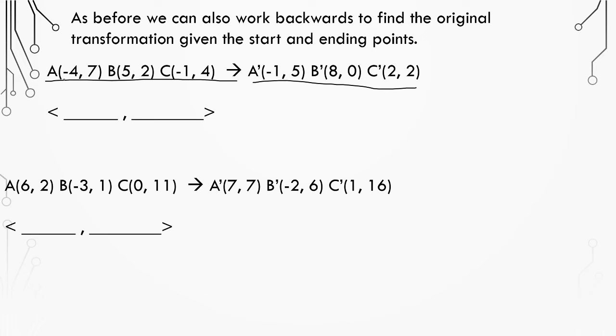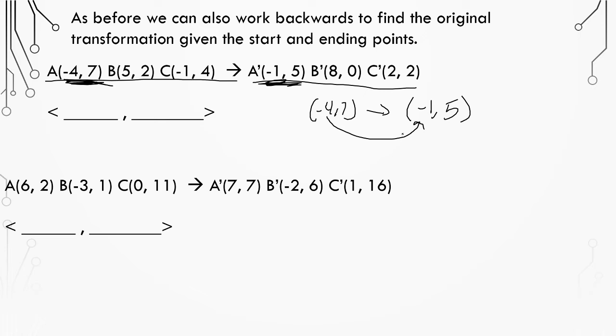So (-4, 7) translated to (-1, 5), and then (5, 2) translated to (8, 0), and so on and so forth. My goal here is to figure out what happened. Well, let's look at the first point here. (-4, 7) went to (-1, 5). Well, what happened to the x? I went from -4 to -1.